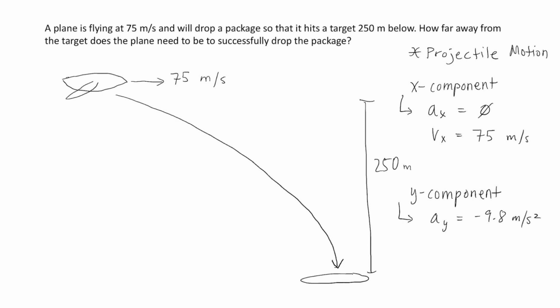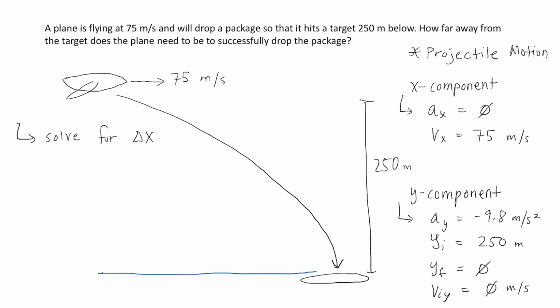Now the y component is free fall motion, which means the acceleration will be negative 9.8 meters per second squared. The initial position of the package is 250 meters, and the final position of the package will be 0 meters because it will land on the ground. And we also know the package's initial velocity in the y component, so v_iy is equal to 0 meters per second. And I know that because all of the velocity is initially in the x component. Now we are solving for delta x, which is the distance between the plane and the target.